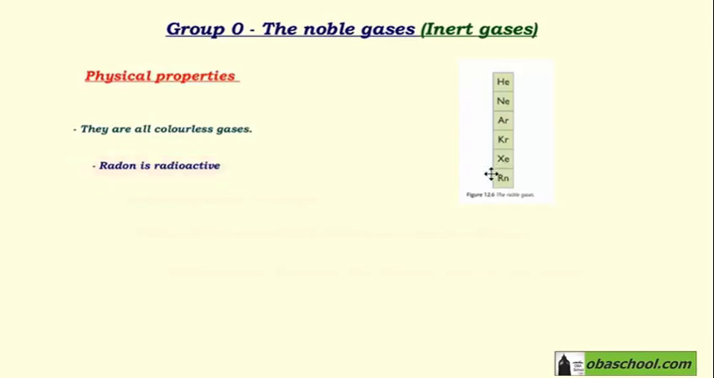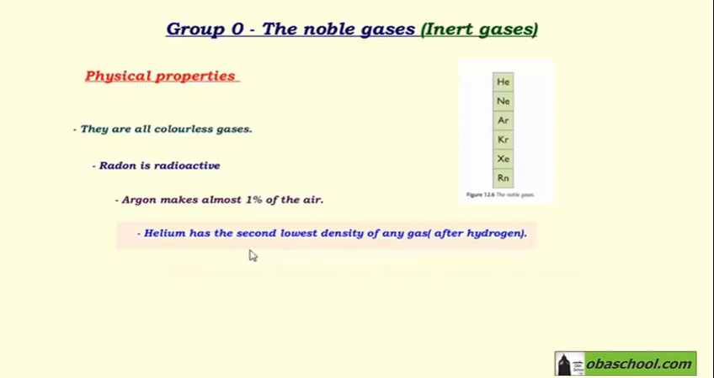It is radioactive. Argon makes almost 1% of the air. Argon, which is Ar, makes almost 1% of the air. So the air around us contains almost 1% of argon gas.